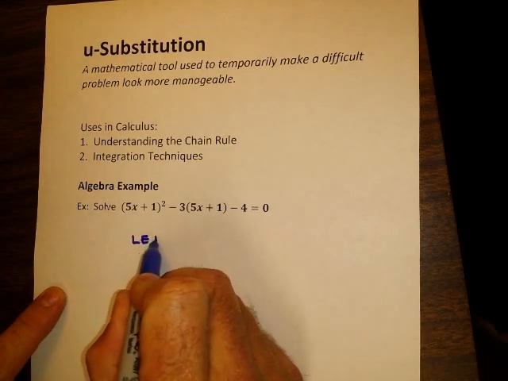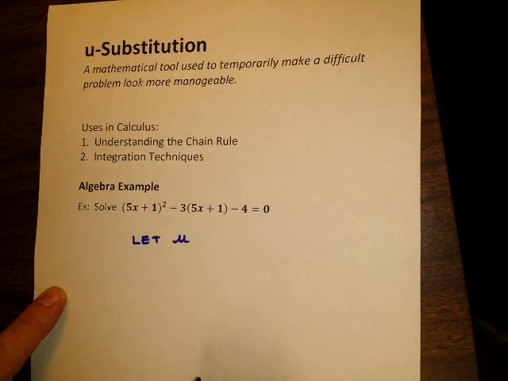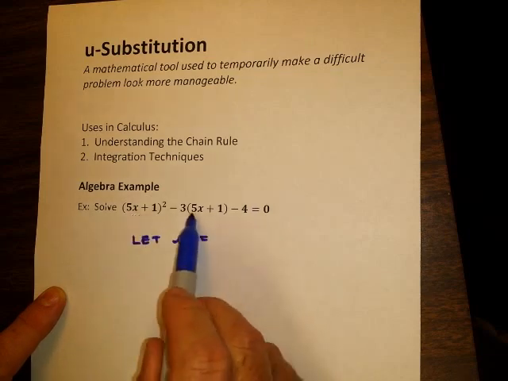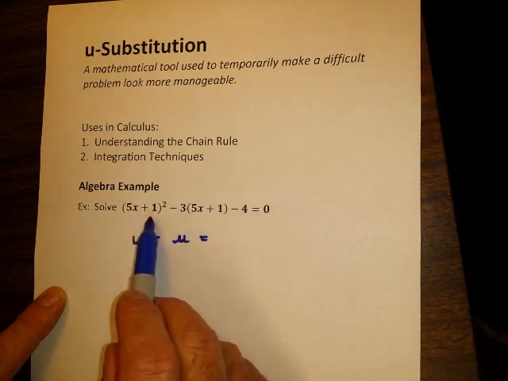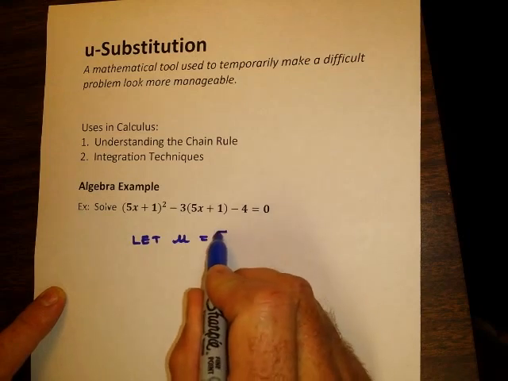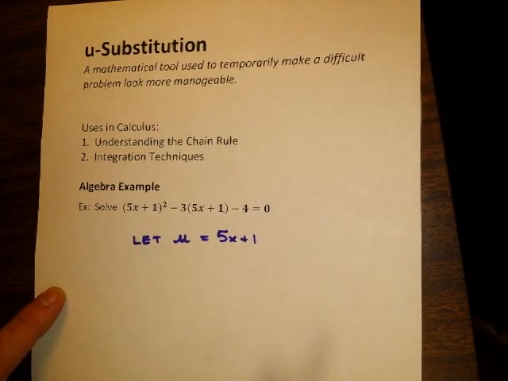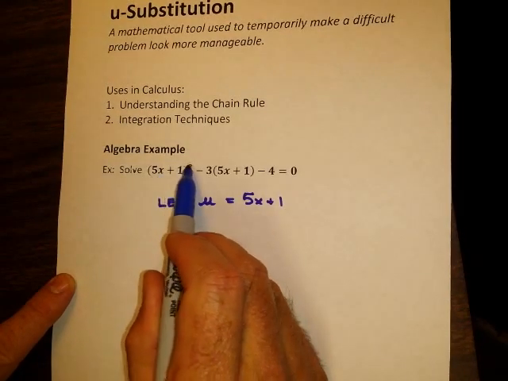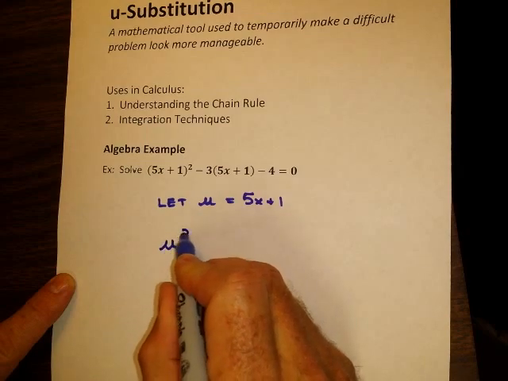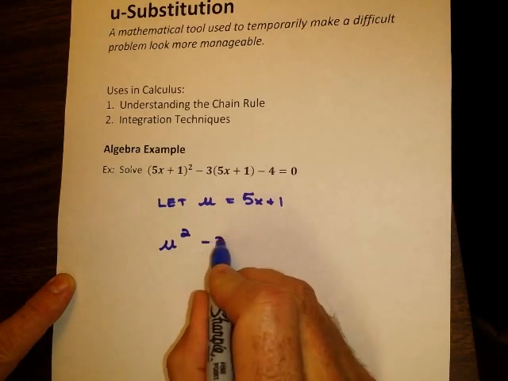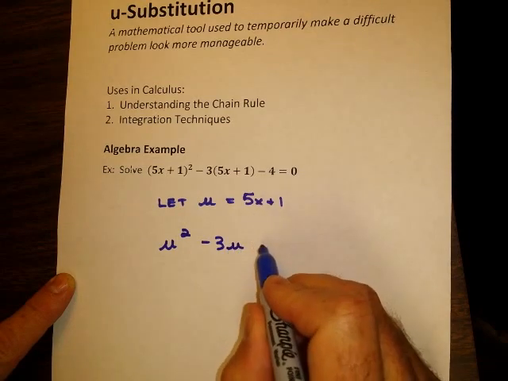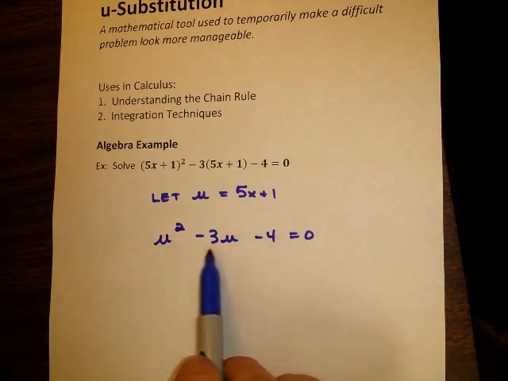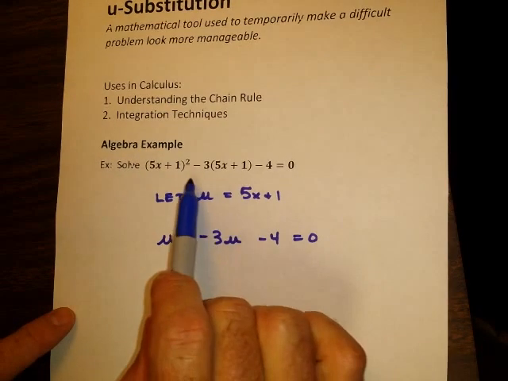We're going to let u, I know that looks like an m, but it is a cursive u, equal, I see something that's a common thread in this equation, and that's the quantity 5x plus 1. So I'm going to let u equal 5x plus 1. So now if I make this substitution, this is our u value, and it's being squared. So I'm just going to write u squared minus 3u minus 4 equals 0.